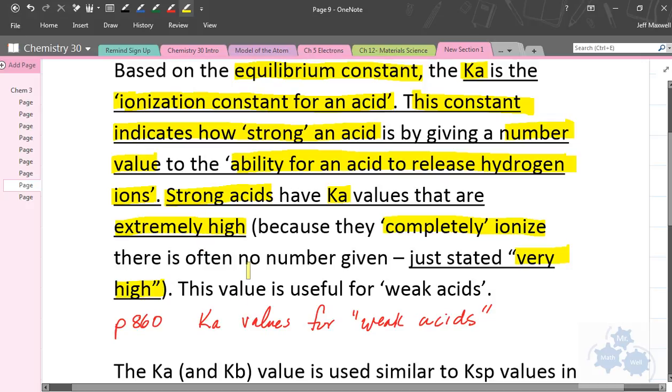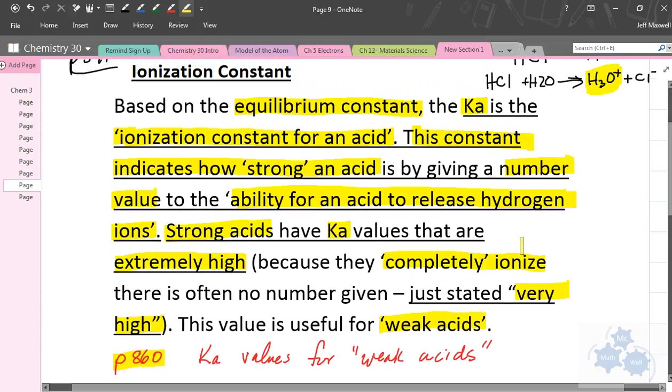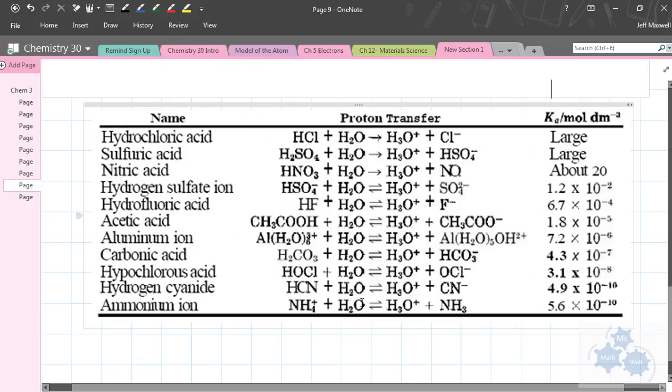So this value is useful when we're talking about weak acids. And I'll get you to turn to page 860, kind of when you have this stuff jotted down here. Page 860, and you'll see some weak acids and their Ka values. Okay, so this chart's not exactly like yours on page 880, but this is an example of a Ka value chart. So let's take a look here.